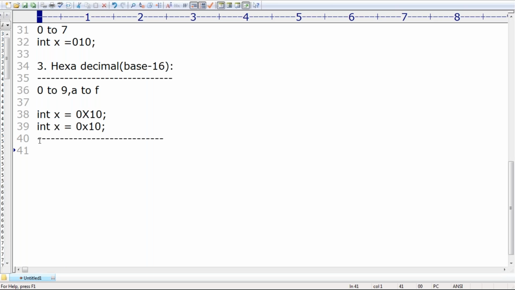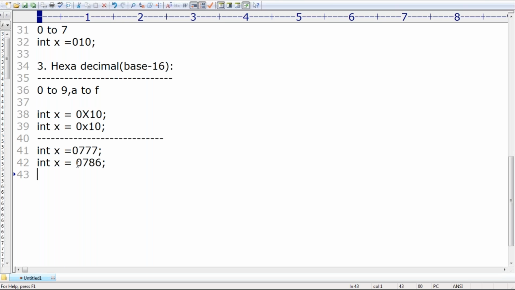Now, have you observed? I'm taking int x = 0777. Is it valid or not? Valid. Now int x = 0786, I'm taking. Is it valid or not? Hurry, 0786. Is it valid or not? Yes, the compiler will give an error.